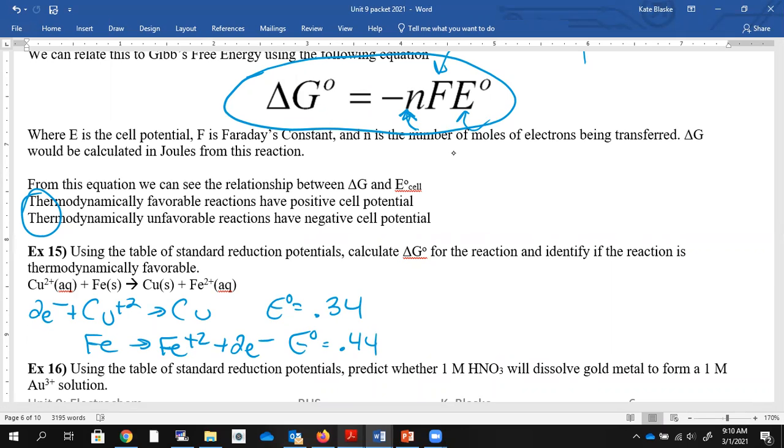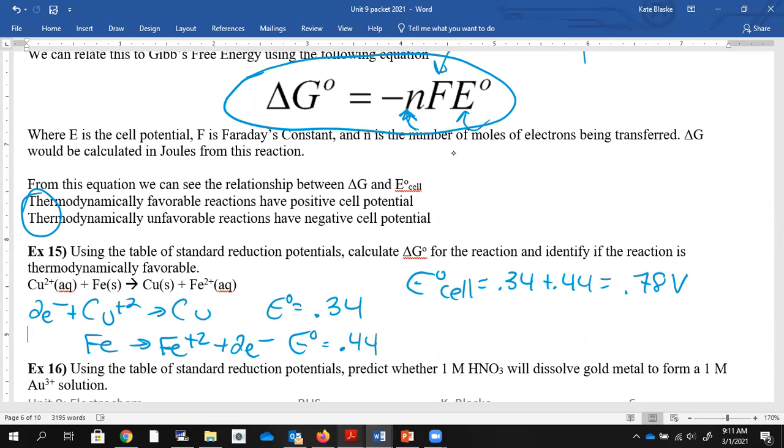Those reactions are already balanced. We don't need to multiply anything. To find my overall cell potential, I take 0.34 plus 0.44, which gives me 0.78 volts.